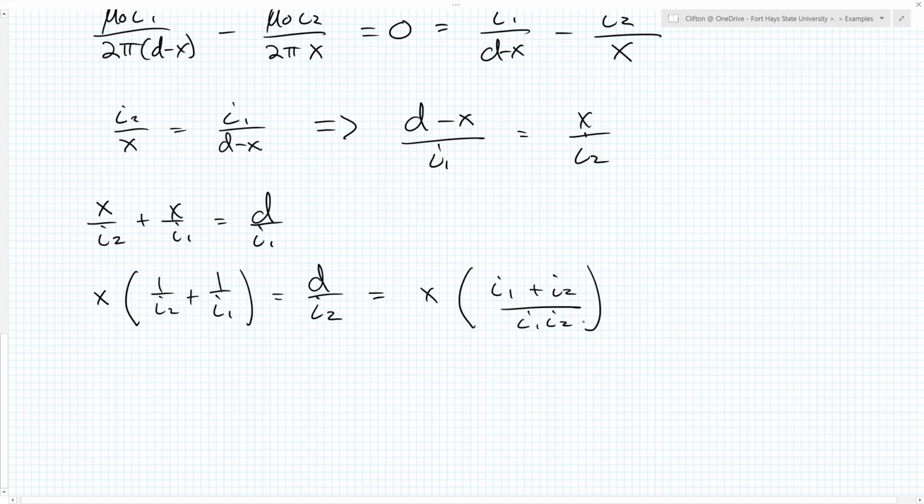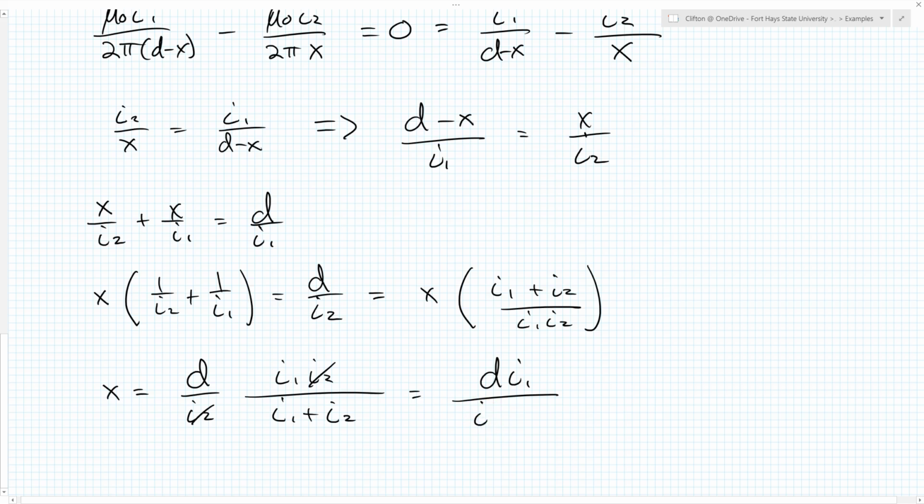And now I can solve for x. There's an I2 in the numerator and the denominator. But wait a minute, that doesn't seem right. What did I do here? Okay, so I'm going to go back up to here and look.